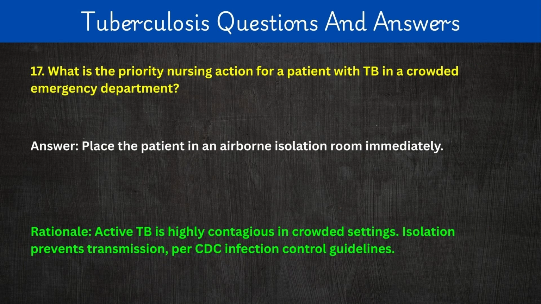17. What is the priority nursing action for a patient with TB in a crowded emergency department? Answer: place the patient in an airborne isolation room immediately. Rationale: active TB is highly contagious in crowded settings. Isolation prevents transmission, per CDC infection control guidelines.